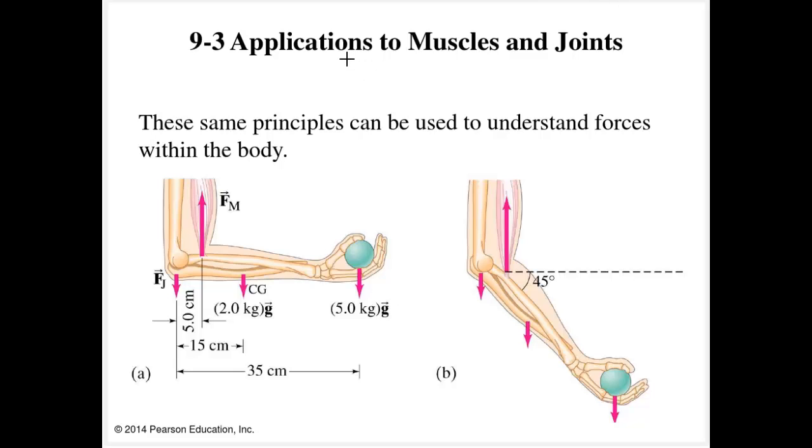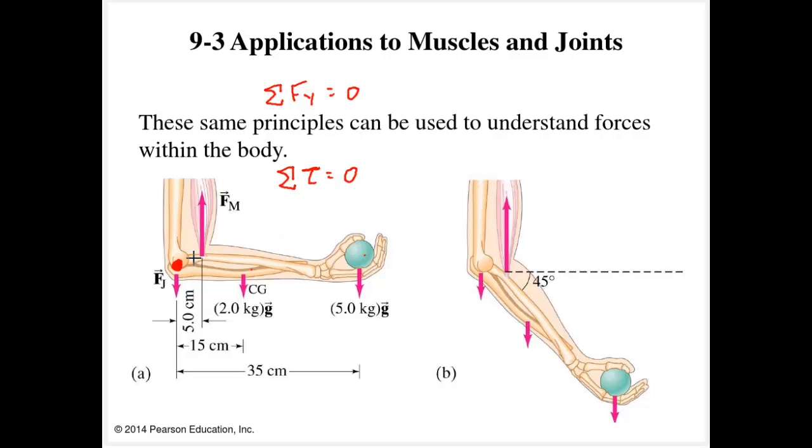We can use the same type of analysis for applications to muscles and joints. For example, here we have someone holding up a ball in their hand, and we have a force of a muscle, we have some weight of their arm, we have some weight of some ball. We can say, okay, my elbow is going to be the pivot point, and I know that this is in equilibrium. So all the torques must be equal to 0, as well as all the forces in the y direction. There are no forces in the x direction here, but we could also write that as well.